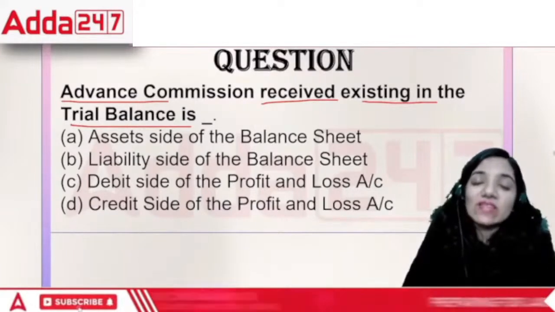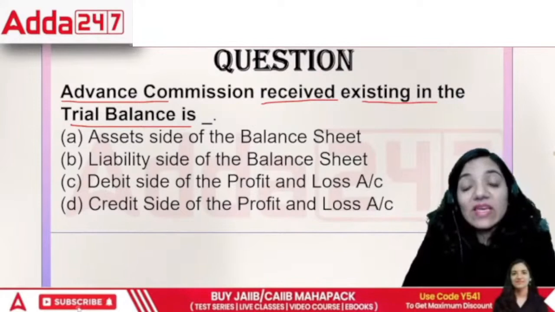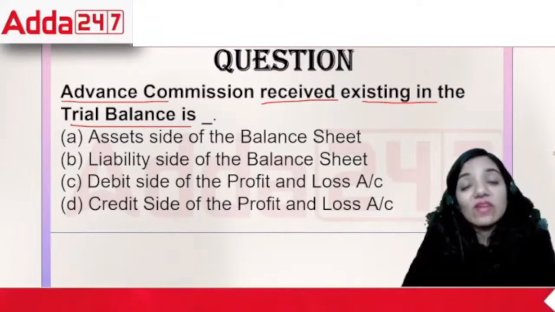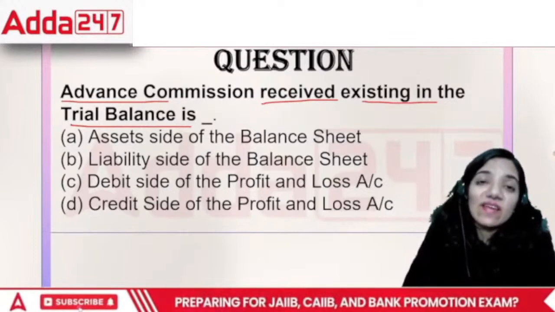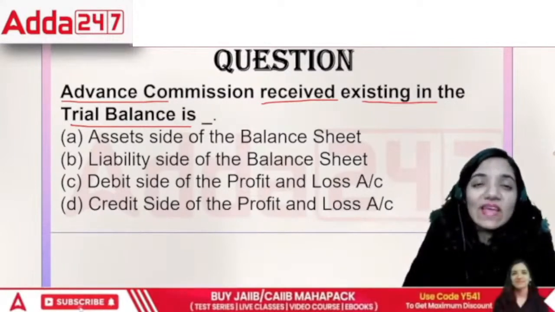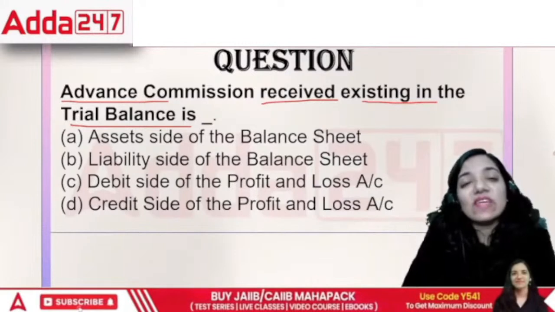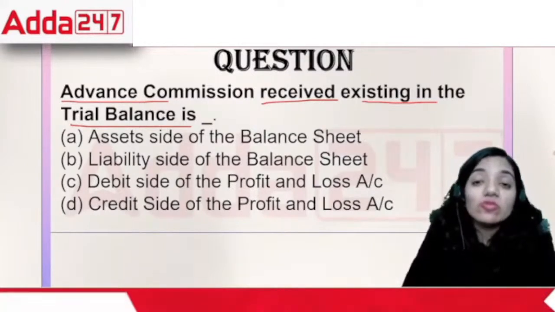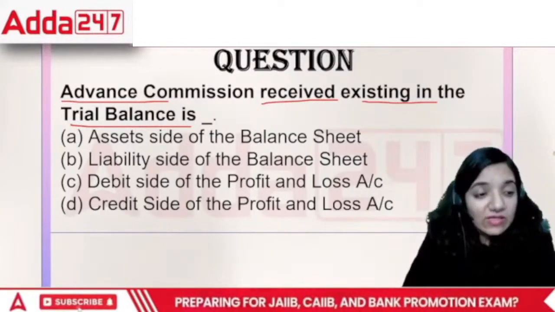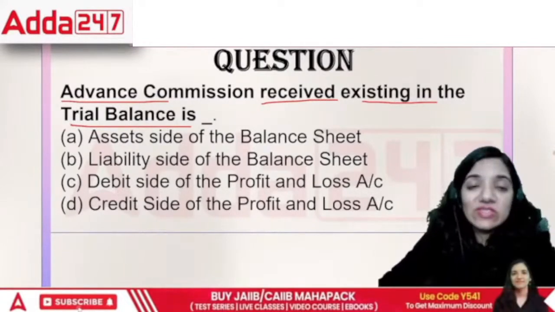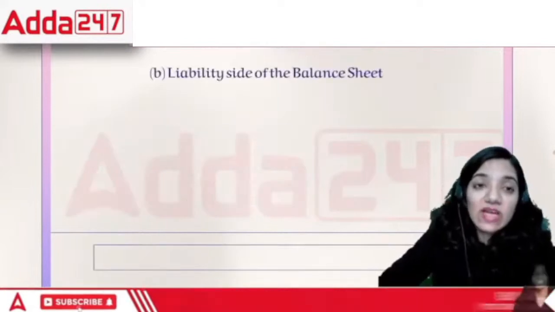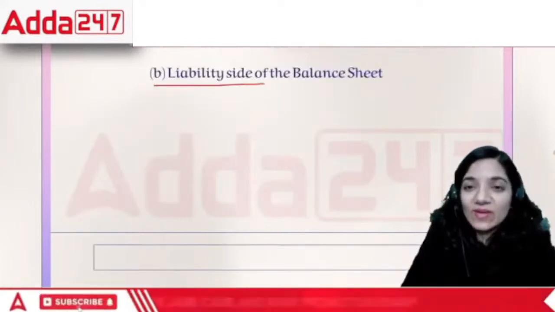Whenever we have any advance commission received, I've received that money in advance. So whenever I receive something in advance, it would be treated on the liability side of the balance sheet, because I've received it in advance. That means I'm bound to serve that particular person for the commission they have paid. So this means it would be treated as a liability because I owe to them, right?